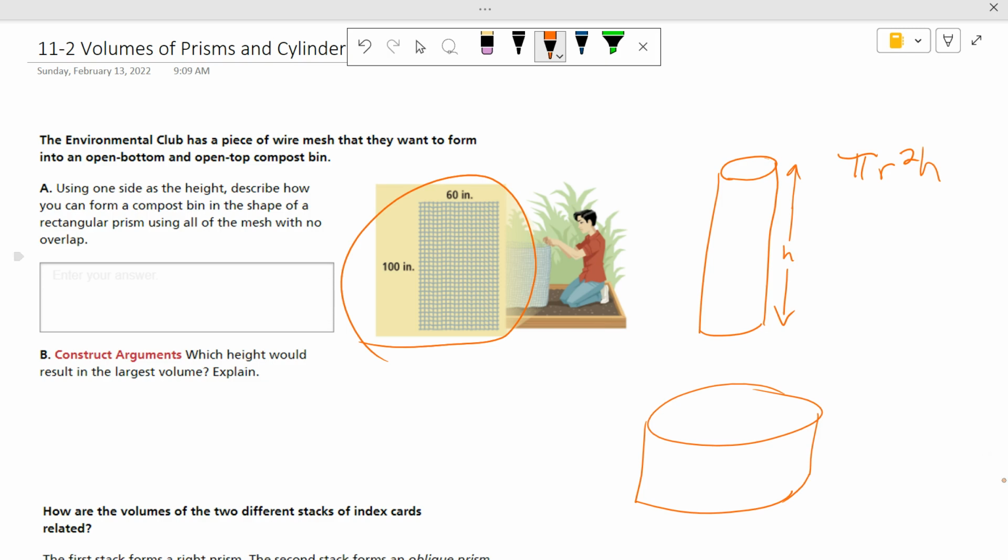Okay? Now, if it's 60 inches across and we wrap it around, the circumference of this is going to be 60, because we're going to wrap it around. So we got to figure out what r is. Well, what's the formula for a circumference? Circumference equals 2 pi r. So 60 equals 2 pi r. And we got to get r alone. So we divide by 2 pi.